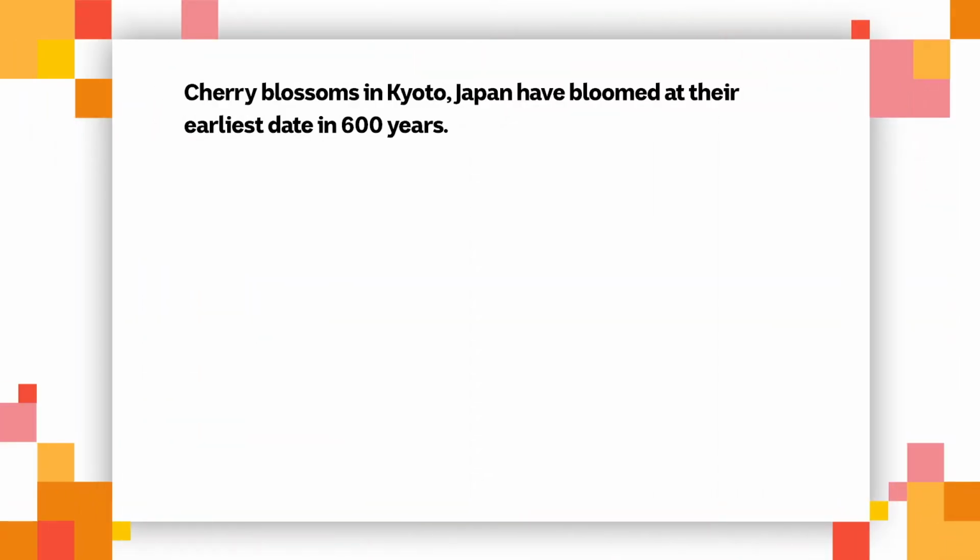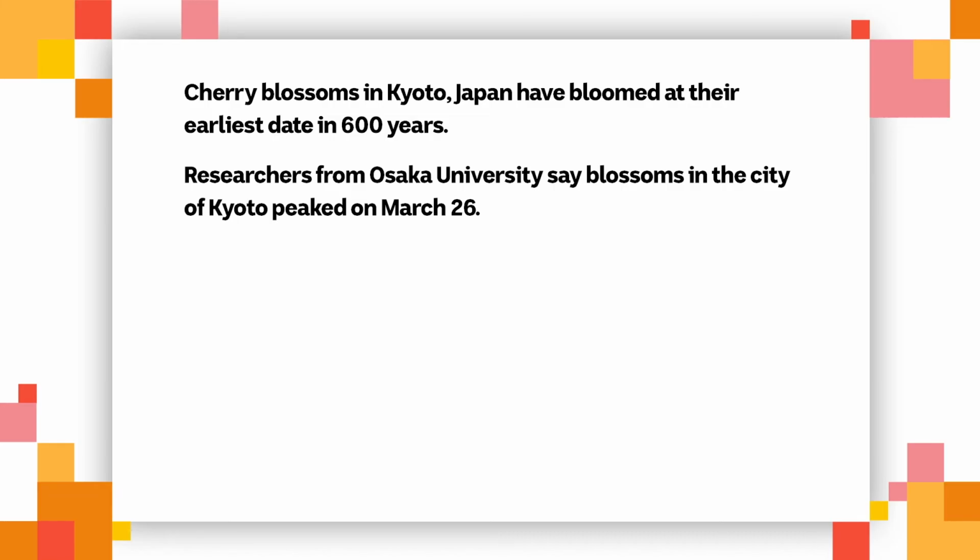Are you ready to use your 8 strategies? Let's look at a short passage about cherry blossom season in Japan and answer some true-false questions. Cherry blossoms in Kyoto, Japan have bloomed at their earliest date in 600 years. Researchers from Osaka University say blossoms in the city of Kyoto peaked on March 26.